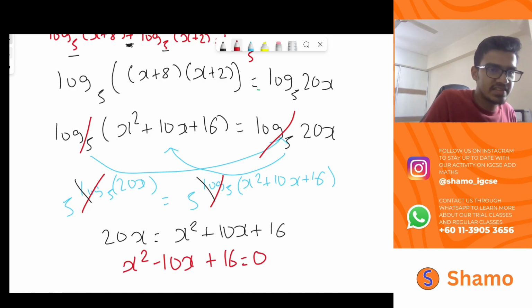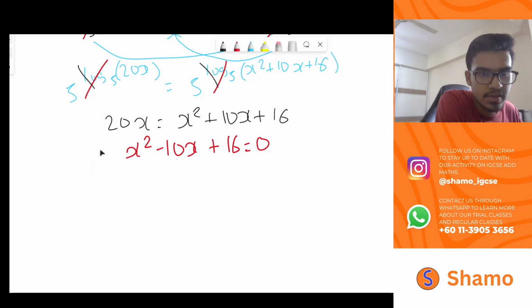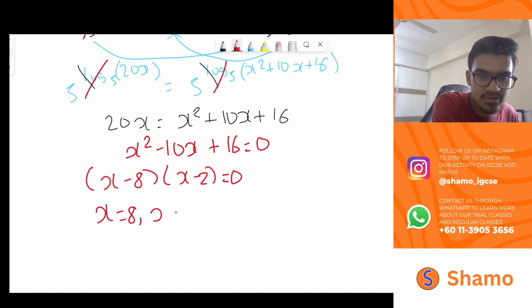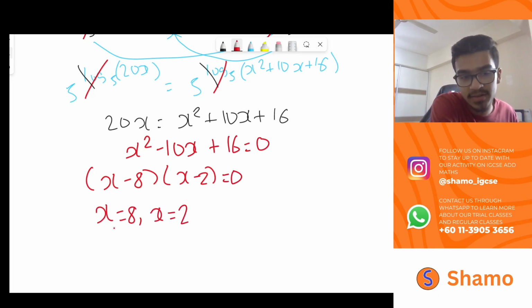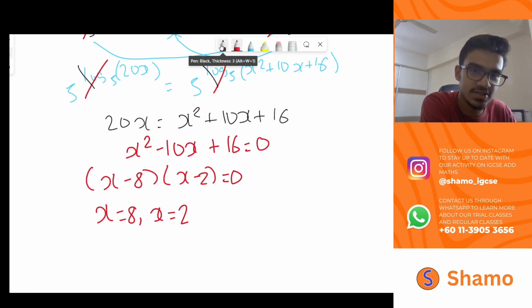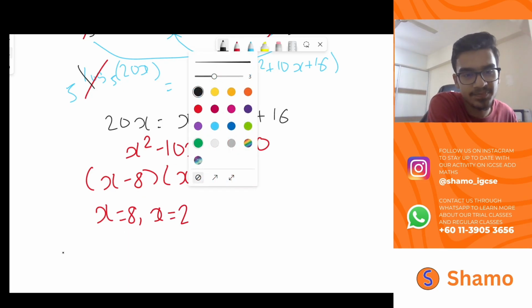Okay, let's get some space. We have x minus 8, x minus 2. This is just standard factorization, right? None of you should get this wrong. Is equal to 0. Now x equals 8, x equals 2. Very simple, right? Now there's a small catch. What's the catch? Here's the catch.